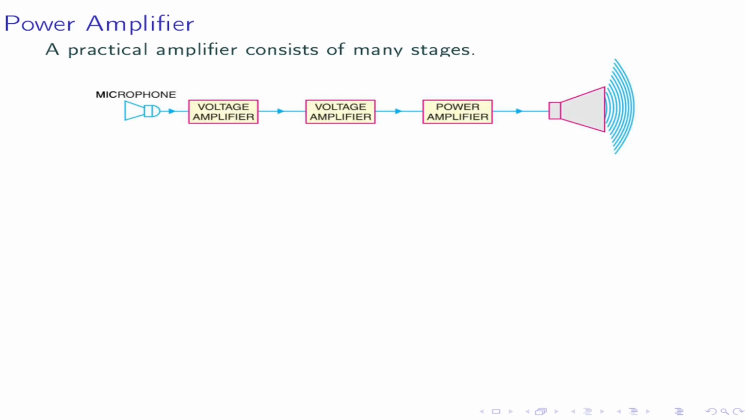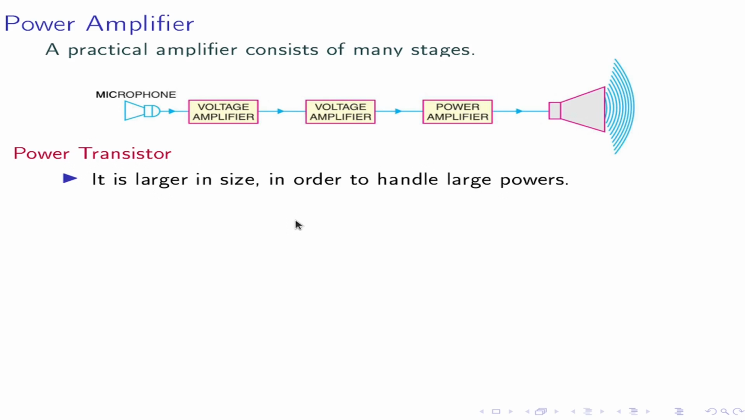Power amplifier. A practical amplifier consists of many stages such as microphone, voltage amplifiers, power amplifier, and speaker. In most of the practical amplifiers, the output stage is a power amplifier. A power amplifier uses a power transistor. A power transistor is large in size in order to handle large powers.